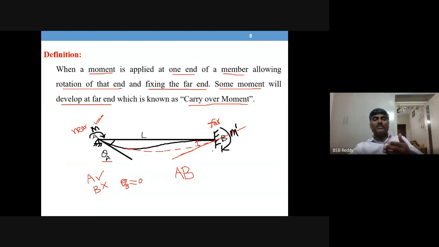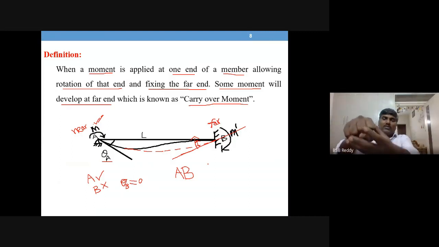So what happens when you fix? This dotted line should be a straight, horizontal line there. It should not rotate, which means this line here should move to this position. So who will do that? This support will try to hold like this, because this is fixed.